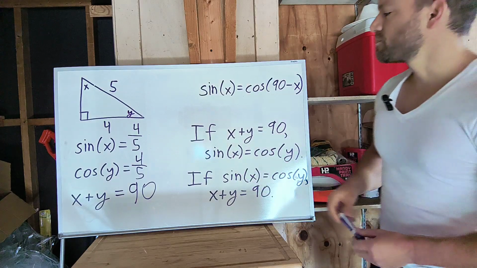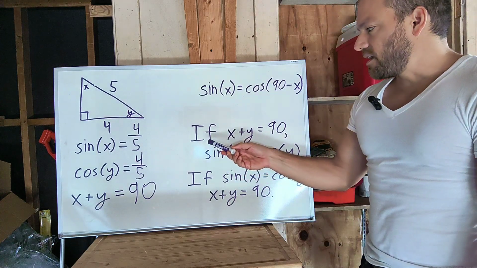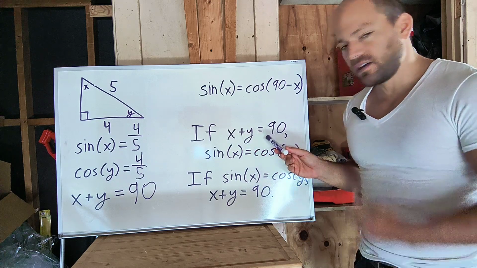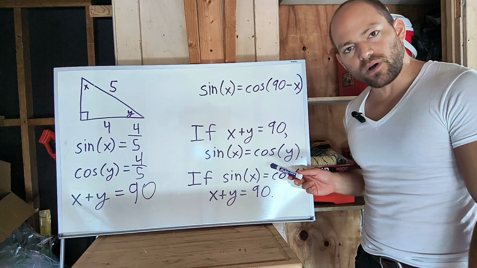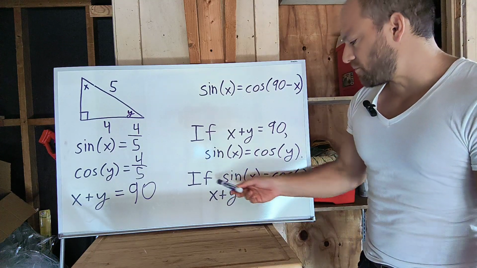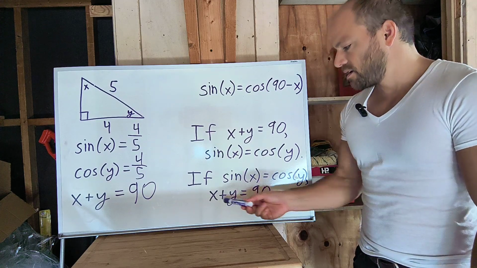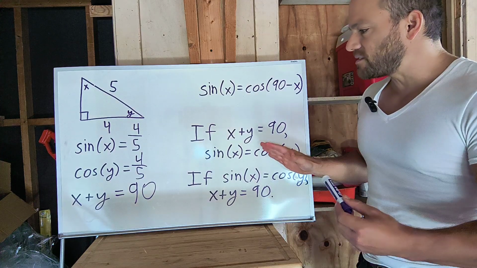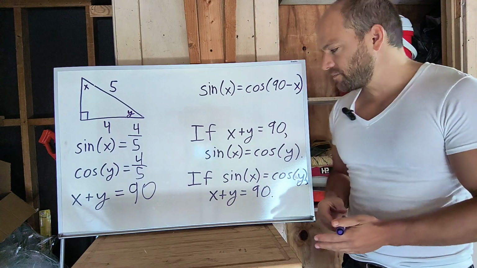Okay. So we can be a little more general about this and say, in general, in a question, if x plus y equals 90, then we know that sine x equals cosine of y. Or they might test it in the other direction. So if we know that sine x equals cosine of y, then we know that x plus y equals 90. So they find different ways of testing this rule.